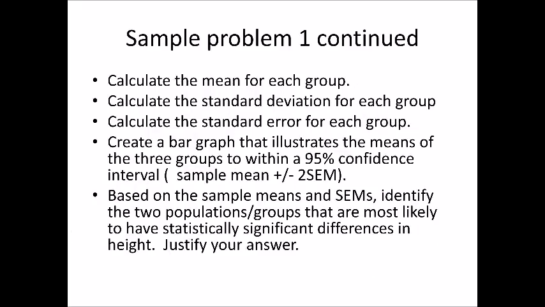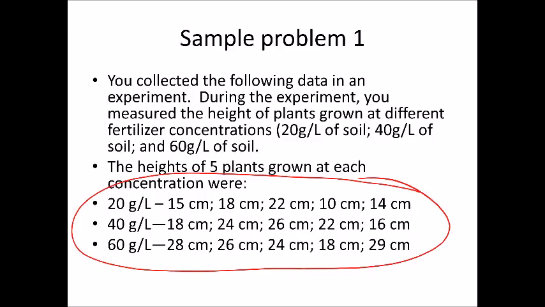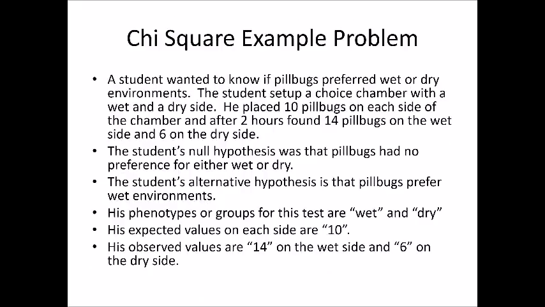So what we want to do for each group is calculate the mean, the standard deviation, the standard error of the mean, and then create a bar graph that illustrates the means to within a 95% confidence interval. And then we want to make some conclusions based on that information. So let's first do a little calculating. Let me find a blank slide that I can work on here. Let's work from here. So our 20 gram per liter sample, let's start with it.